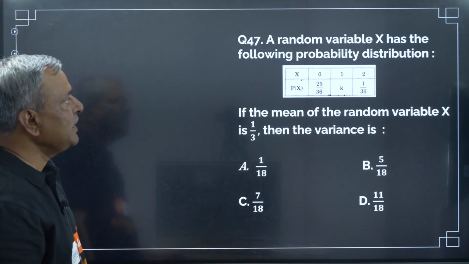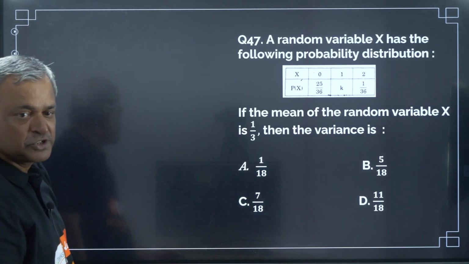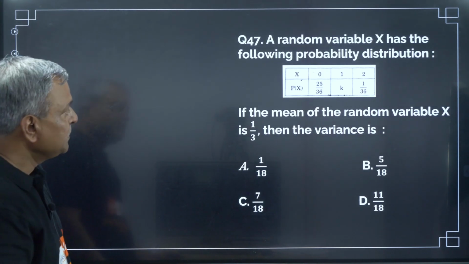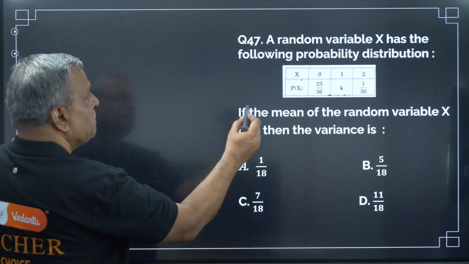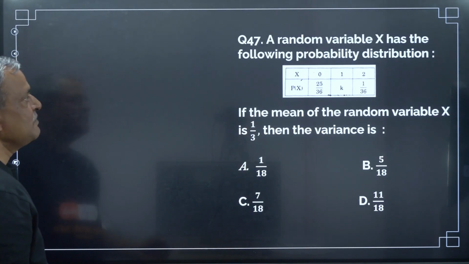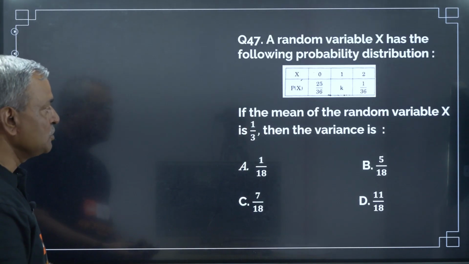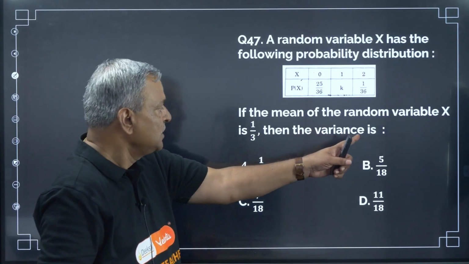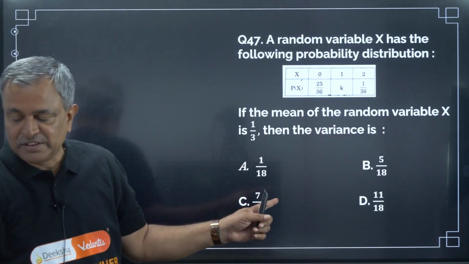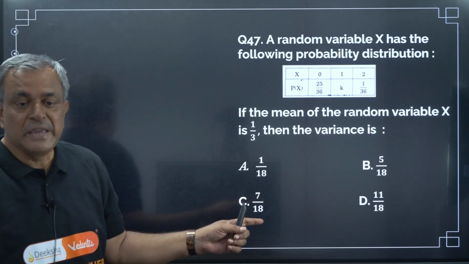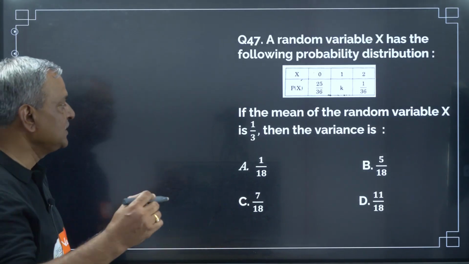47, it's a random variable probability distribution problem. Where you know what is the mean? You have to calculate the random variable of x following the probability distribution. They gave, if the mean of the random variable is equal to 1 by 3 is given to you. They have given the mean. Okay, how to calculate the mean?